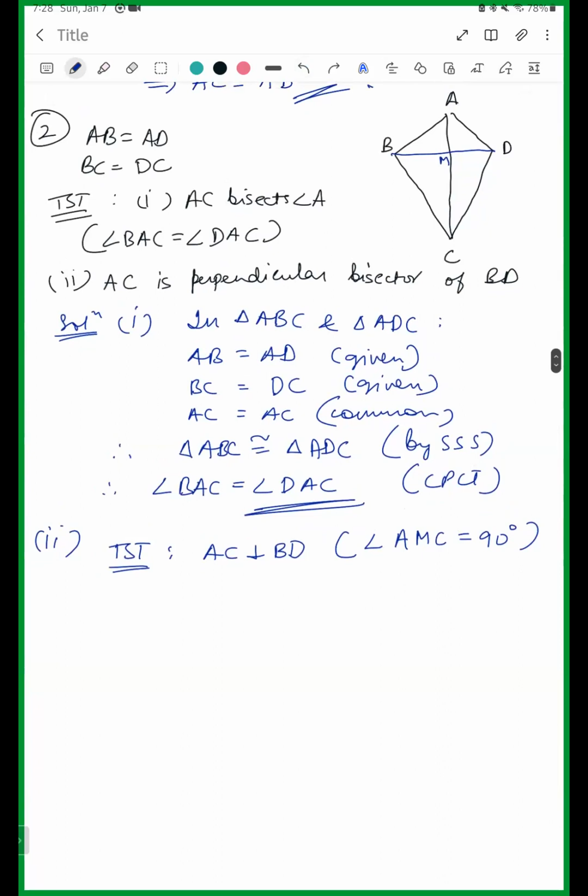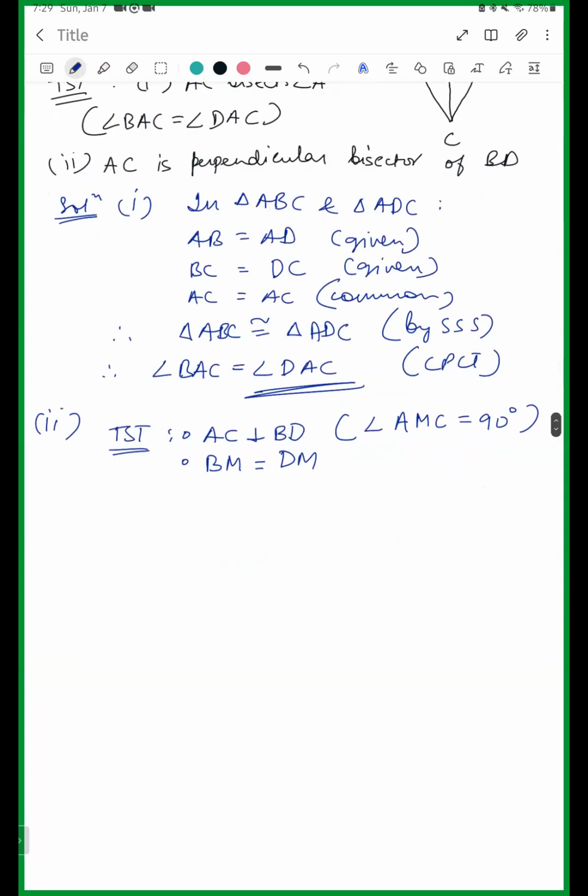And then the second part: AC is bisector of BD means that AC divides BD into two equal parts, meaning that BM is equal to DM. That's what we need to show. So now let's quickly do this.